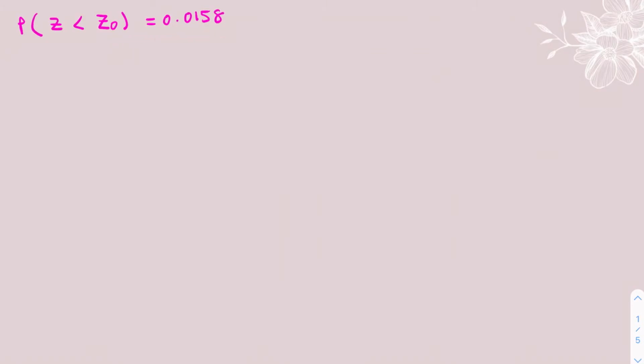Alright, I want to show you how to actually find the Z naught if you are given this kind of probability. First thing first, determine your probability given, where over here the probability for Z less than Z naught is 0.0158. Now this probability is much less than 0.5. To find the Z naught, you have to draw the region.